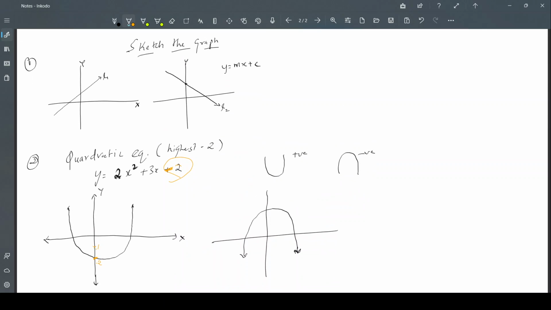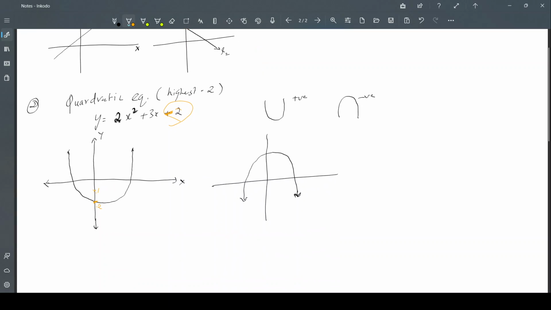Actually, this line also has C, and it's the same point where it touches the y-axis, right? The same way we'll be deciding at what point it's touching the y-axis. This is the y-axis, right? So here it's touching the y-axis at minus 2, so the C will be minus 2 over there.